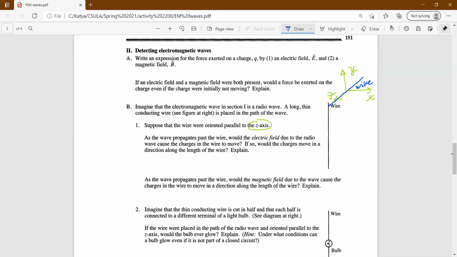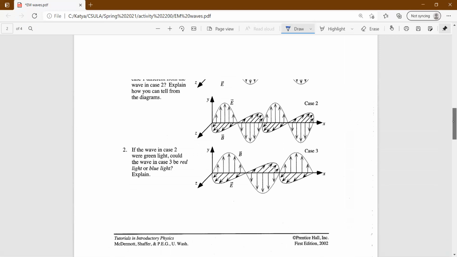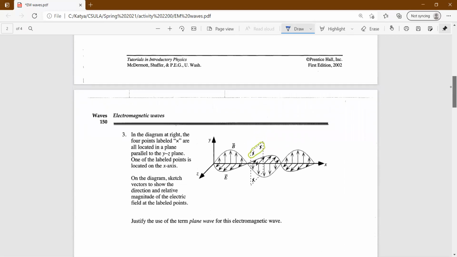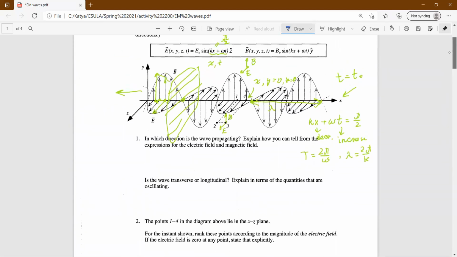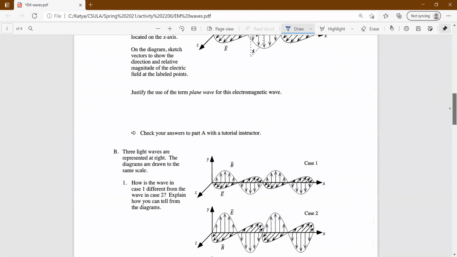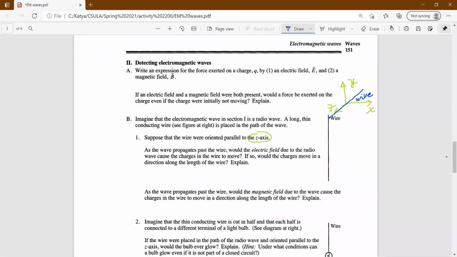Not very clear if you don't read the manual carefully, right? So the wire is going to be like this. If the wire looks like this, which field is going to be along the wire? If you go on the previous page, you are going to see, well, I'm going to go to the very first picture, electric field, right? Electric field goes along the z-axis. So the electric field is going to be along the wire. I'm going to label it, electric field.